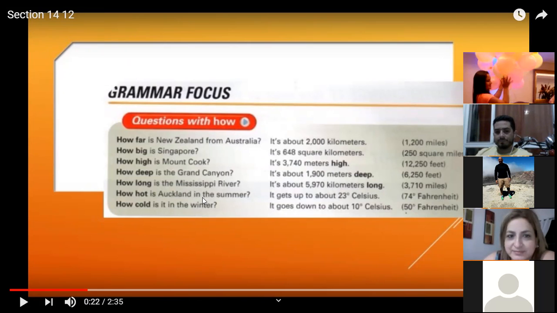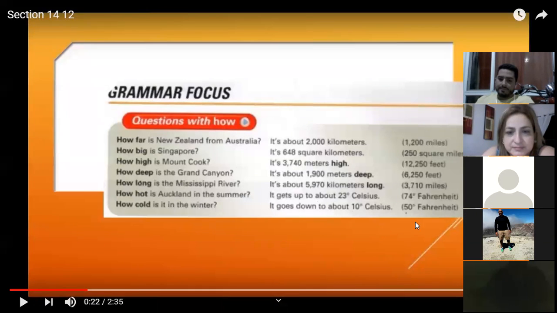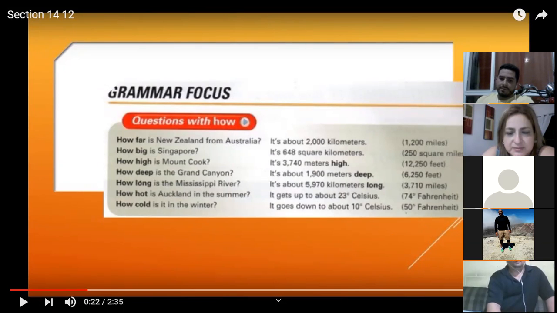How long is the Mississippi River? It's about 5,970 kilometers long. Great. Okay. How hot is Auckland in the summer? It gets up to about 23 degrees Celsius.